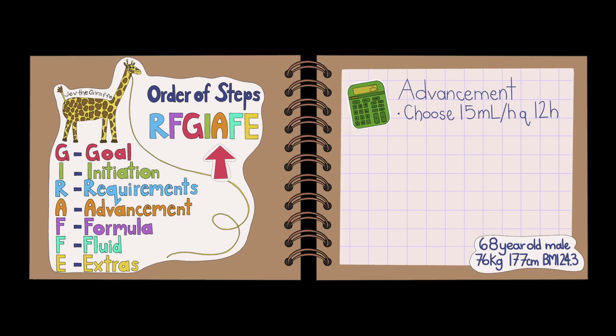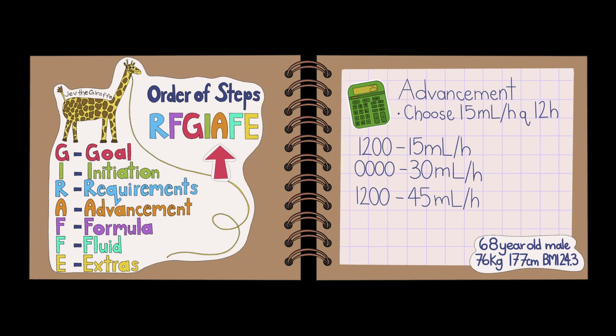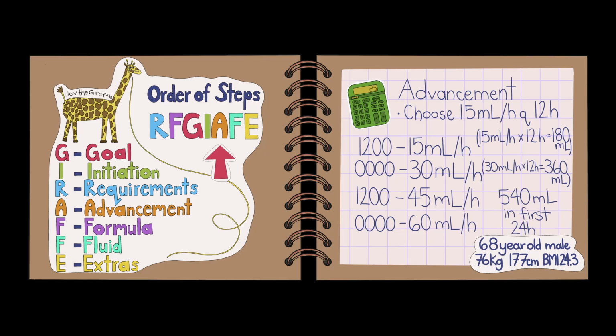Let's pretend that the nurses will start this feed at noon today and walk ourselves through the advancements. 12 o'clock p.m., 15 ml per hour. Midnight, 30 ml per hour. 12 o'clock p.m. the next day, 45 ml per hour. Midnight that night, 60 ml per hour. We can see that it's going to take us 1.5 days to reach our goal. In the first 24 hours, the patient will get 15 ml per hour for 12 hours and then 30 ml per hour for 12 hours.